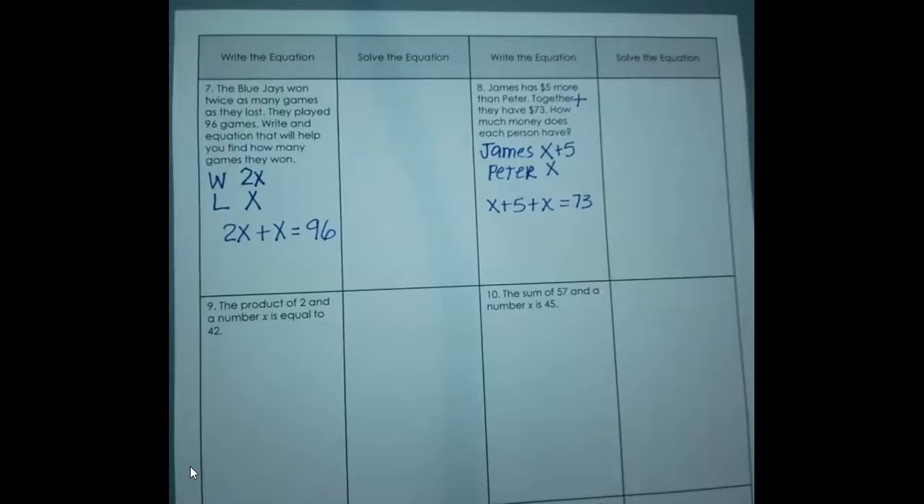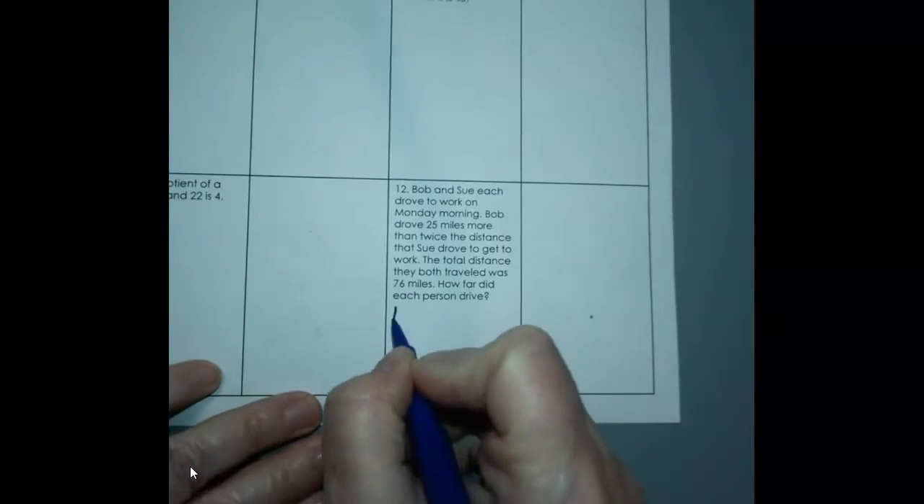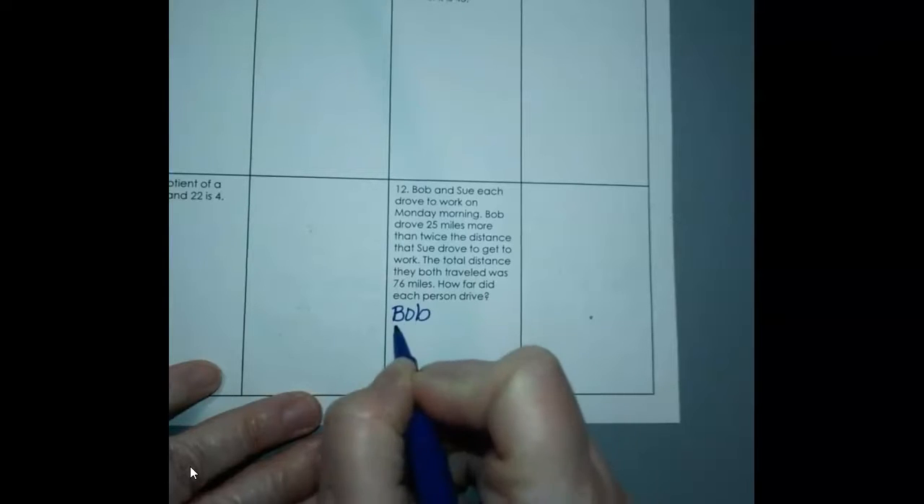And the last one I want to take a look at is the very last one, number 12. Bob and Sue each drove to work on Monday morning. Bob drove 25 miles more than twice the distance that Sue drove to get to work. The total distance they both traveled was 76 miles. How far did each person drive? So this one's a little more complicated, but it's the same idea. So we have Bob and Sue.